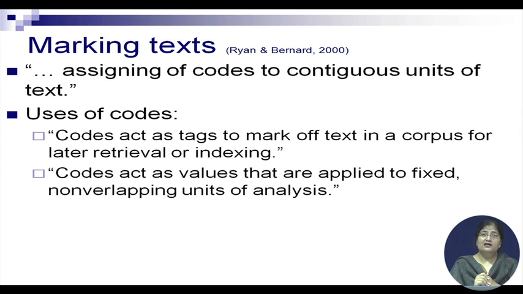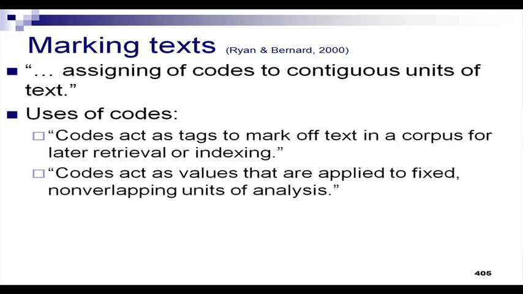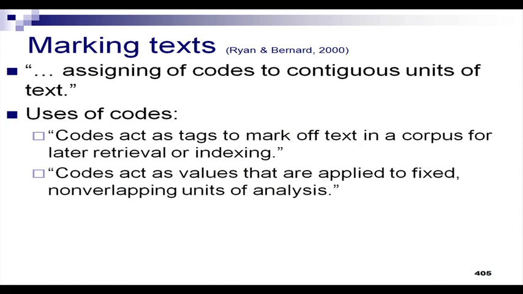Codes also act as values that are applied to fixed, non-overlapping units of analysis. So they act as tags and they act as values applied to fixed, non-overlapping units of analysis. They are judgments that we use to categorize and represent our data.